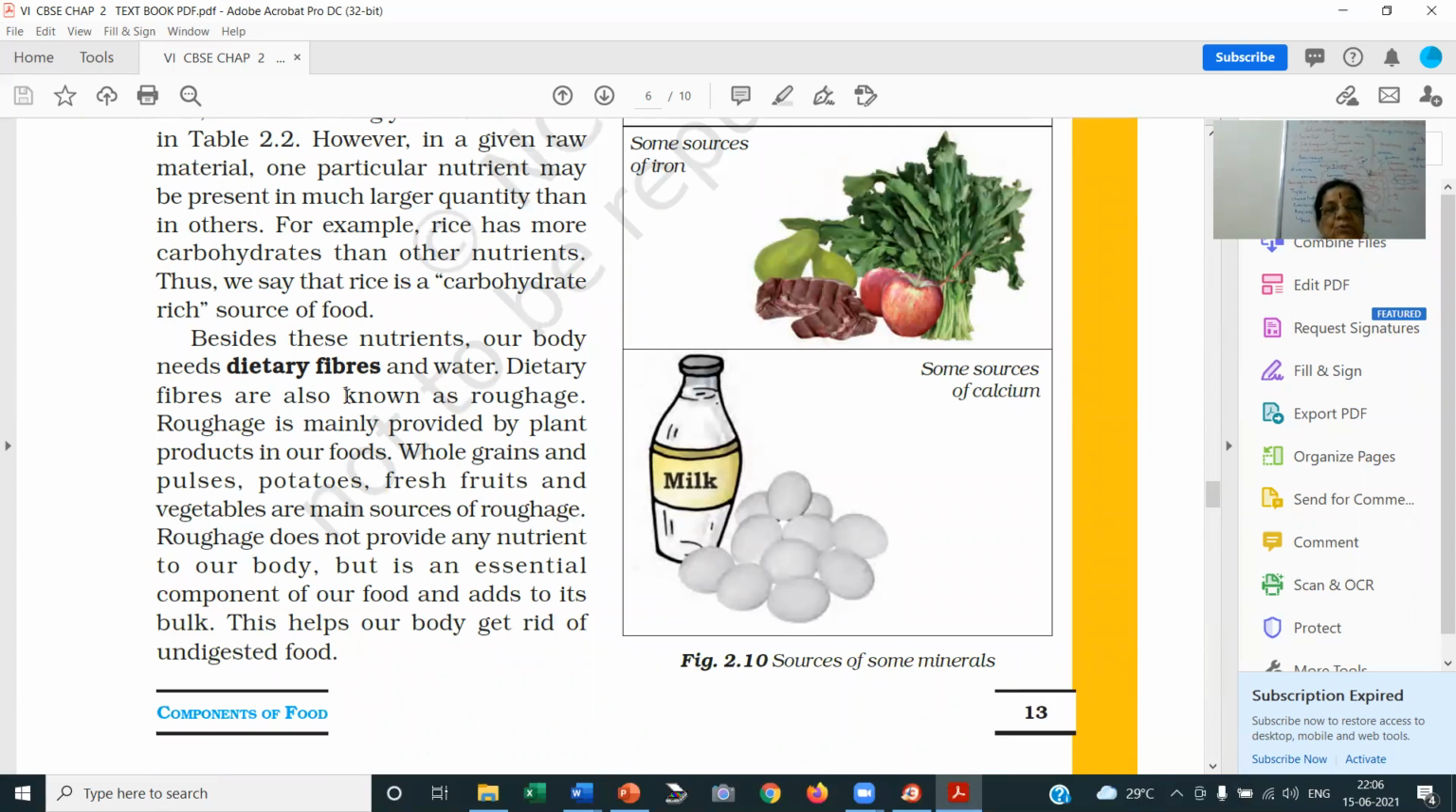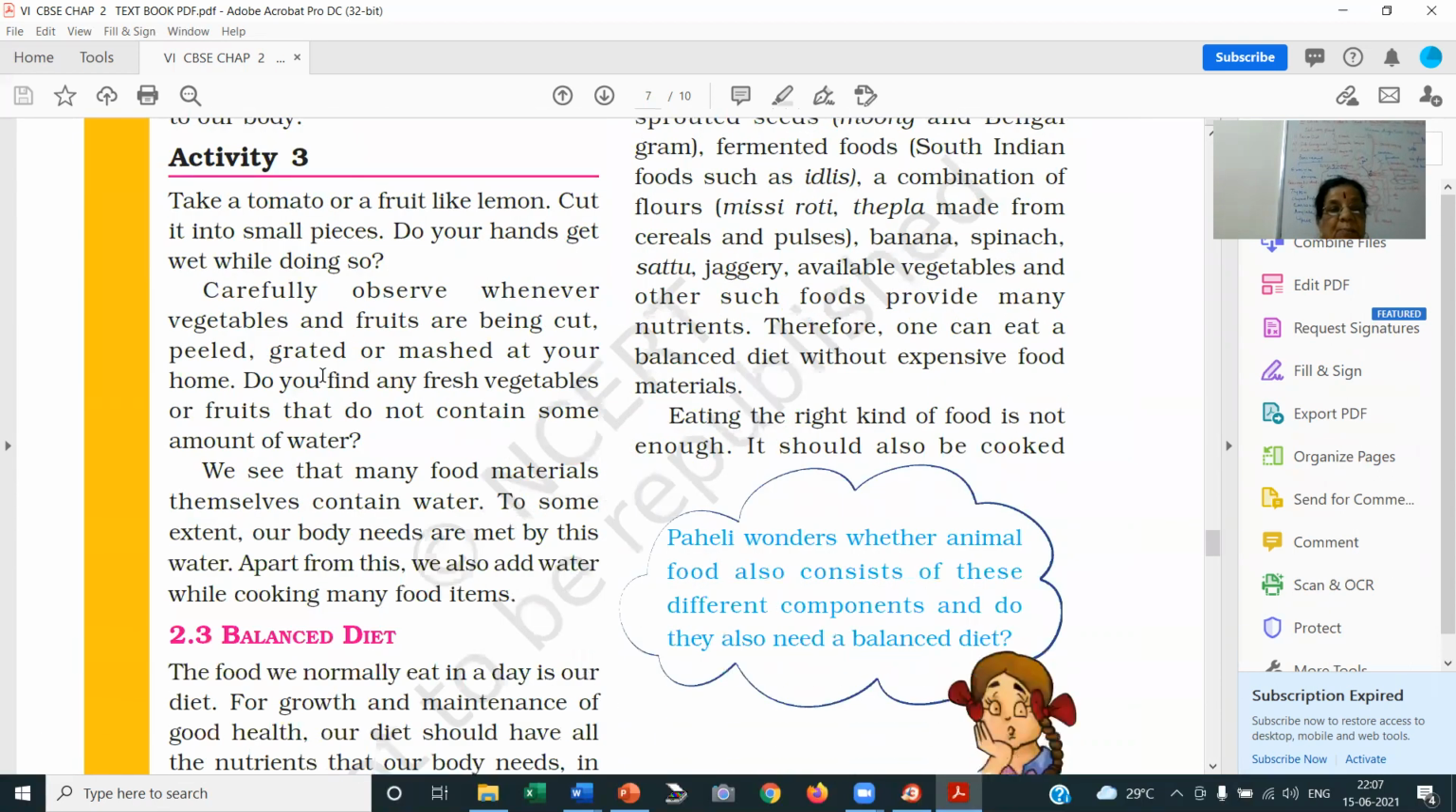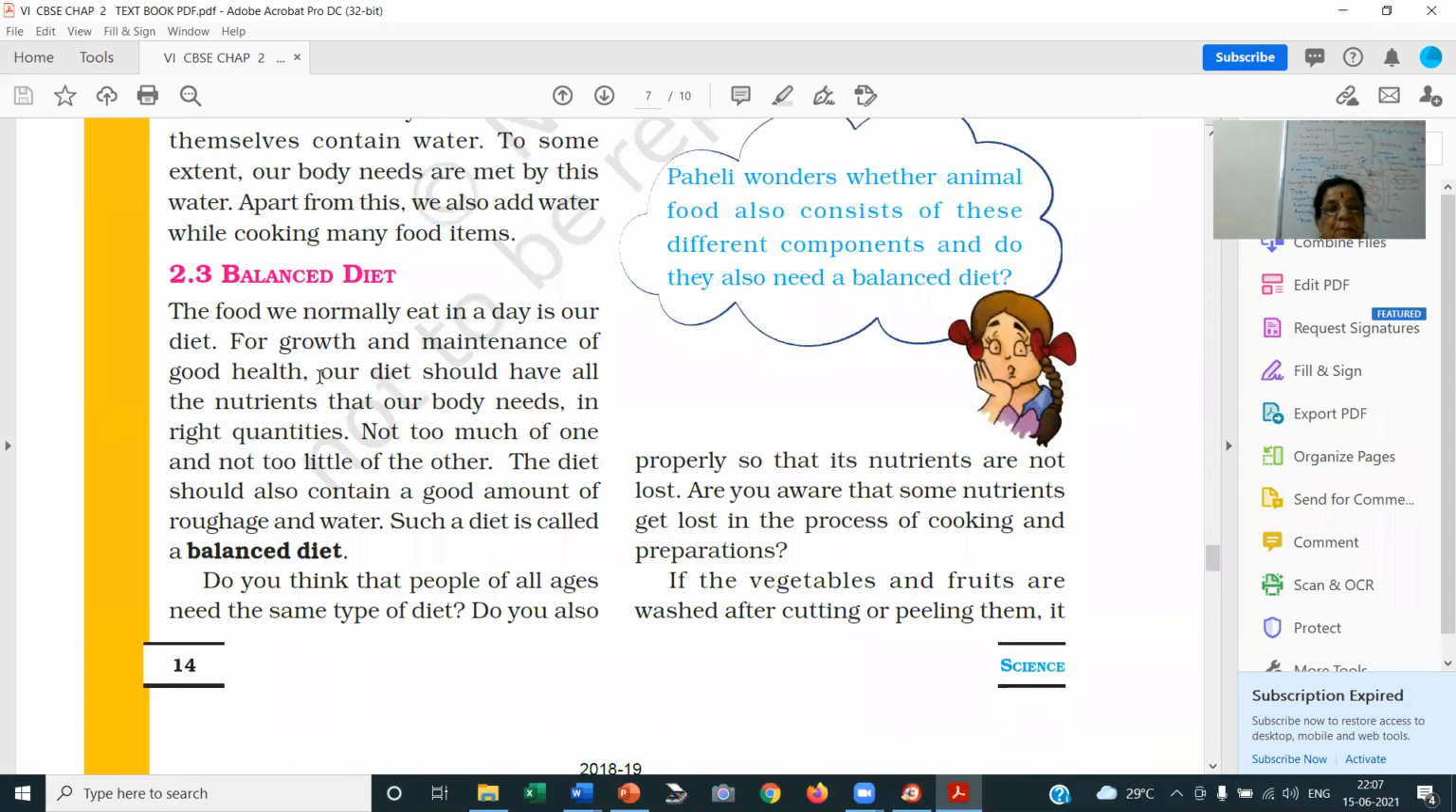And besides these nutrients, our body needs dietary fibers and water. Dietary fibers are also known as roughage. Roughage is mainly provided by plant products in our food: whole grains and pulses, potato, fresh foods and vegetables are the main sources of roughage. Vitamins and minerals.